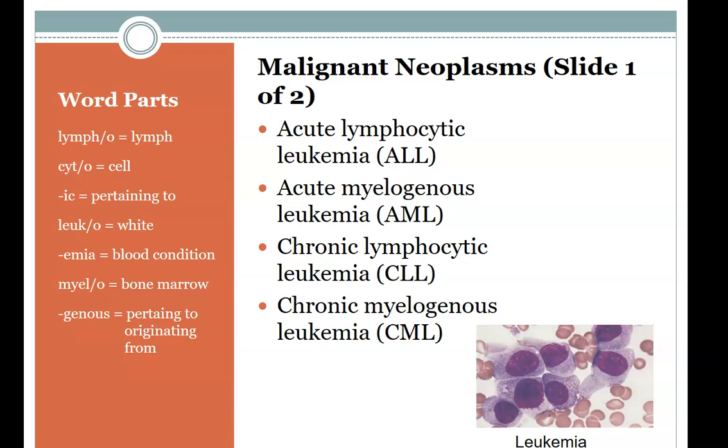And your word parts. Lympho is lymph. Cyto equals cell. Ic equals pertaining to. Leuko equals white. Emia is blood condition. Myelo is bone marrow. And genous is pertaining to the originating form.